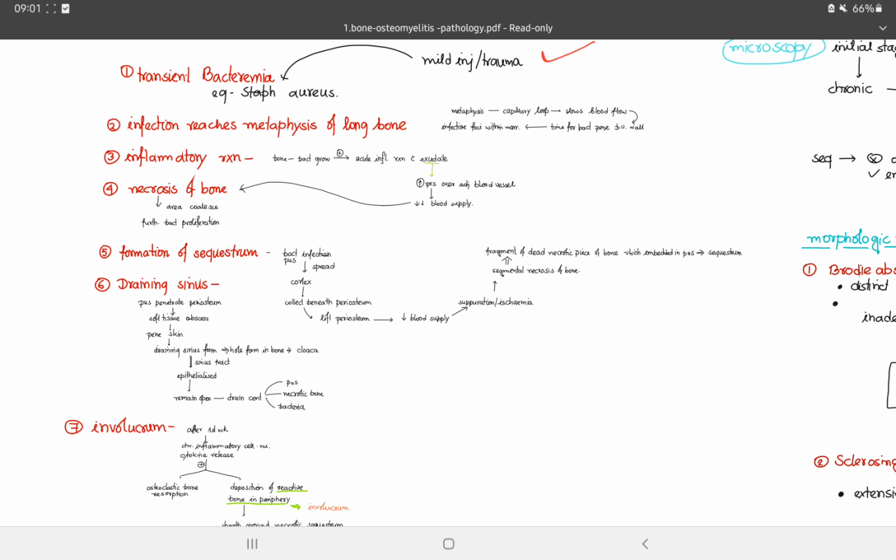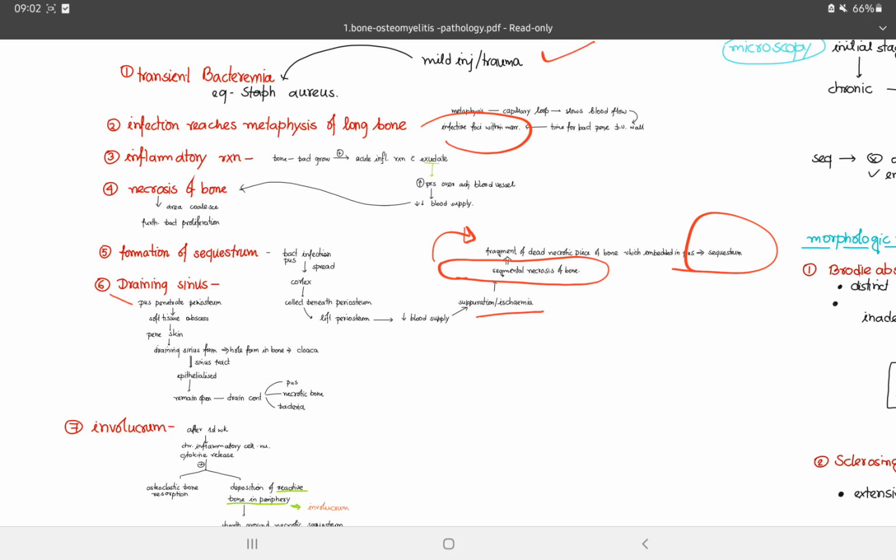So overall, bacteria will enter the blood and cause transient bacteremia. Then in the metaphysis, the blood supply is slow, so bacteria get time to penetrate the blood vessels and form an infective focus within the marrow. Then in the bone they will grow and cause acute inflammation with exudate formation, which will put pressure on the blood vessels, and blood supply to the bone will decrease, so necrosis of the bone will occur as the necrotic area cools, and then further proliferation of the bacteria will occur. The bacterial infection and pus will spread and penetrate the cortex, and they will deposit beneath the periosteum and cause lifting of the periosteum. Also, there is decreased blood supply, and suppuration or ischemia will form, and a segmental necrosis of bone will form, and then the fragment of necrotic bone embedded in the pus is now called the sequestrum.